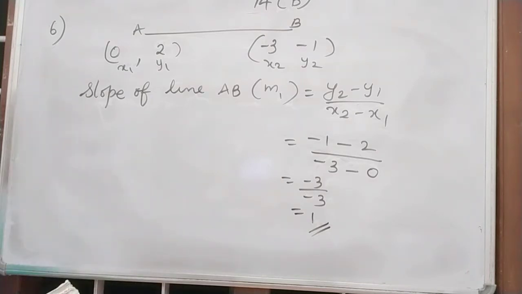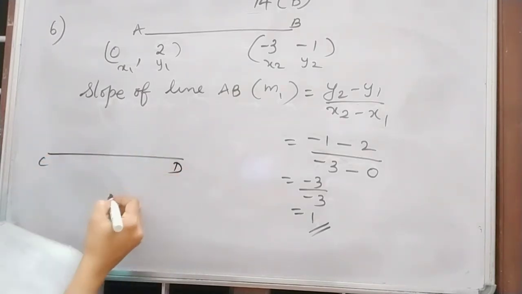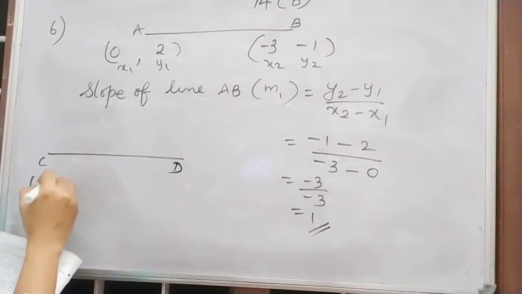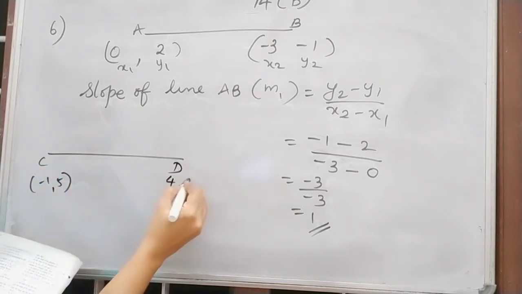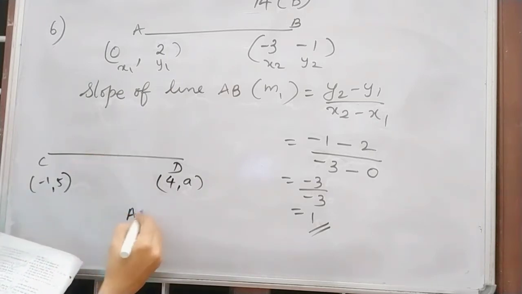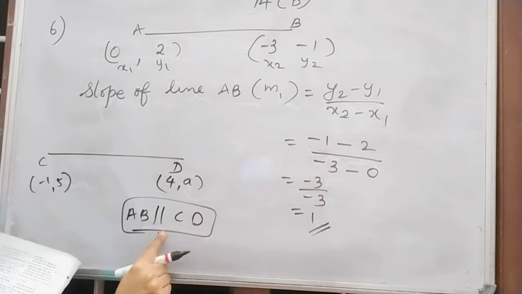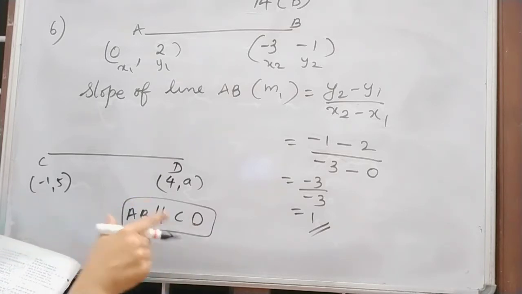The line passing through (0, 2) and (-3, -1) is parallel to the line passing through the next line. We have another line. Suppose let it be CD. Given points are (-1, 5) and (4, a). So given that AB is parallel to CD. Given these two lines are parallel. So that means slope will be equal.